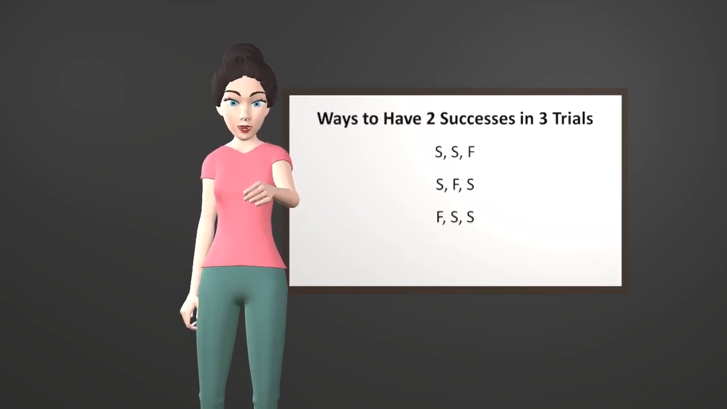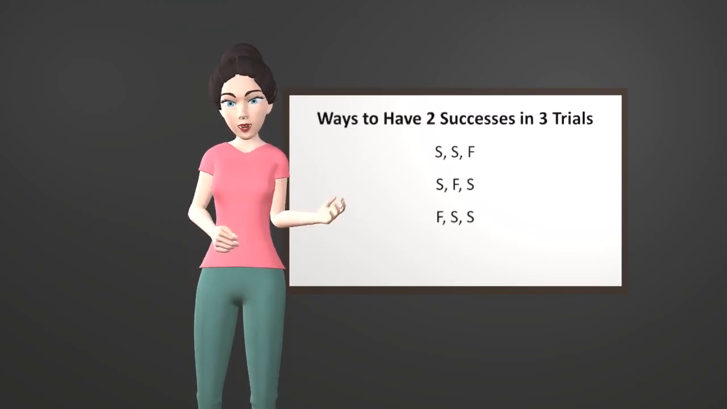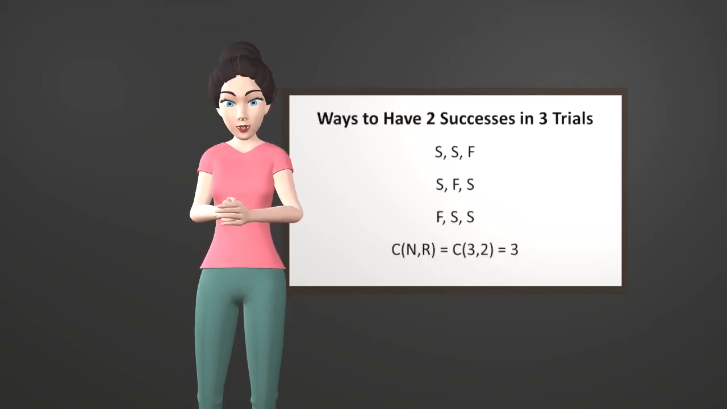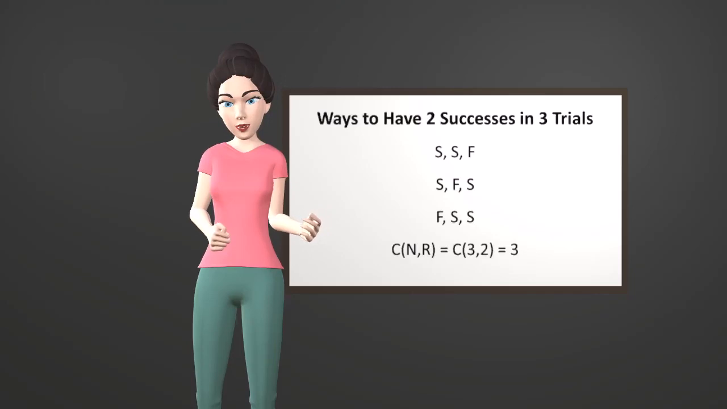As you can see, in each sequence there are 2 successes and 1 failure. The number of different sequences having R successes in n trials is called the number of combinations. In this example, there are 3 combinations for a sequence having 2 successes out of 3 trials.